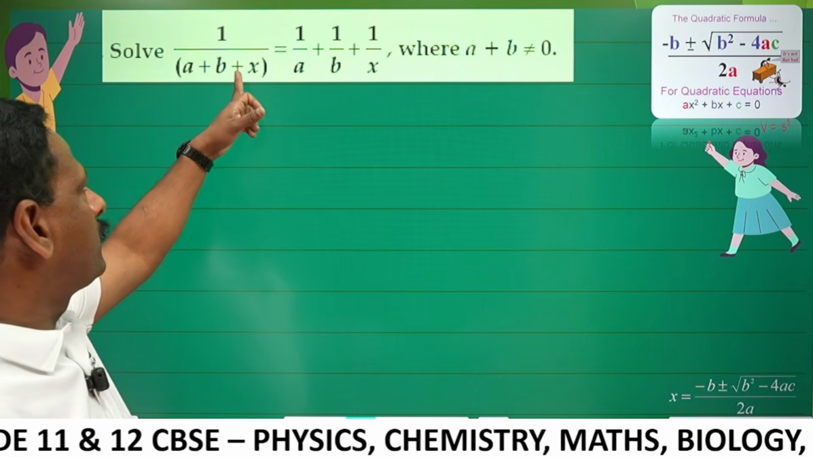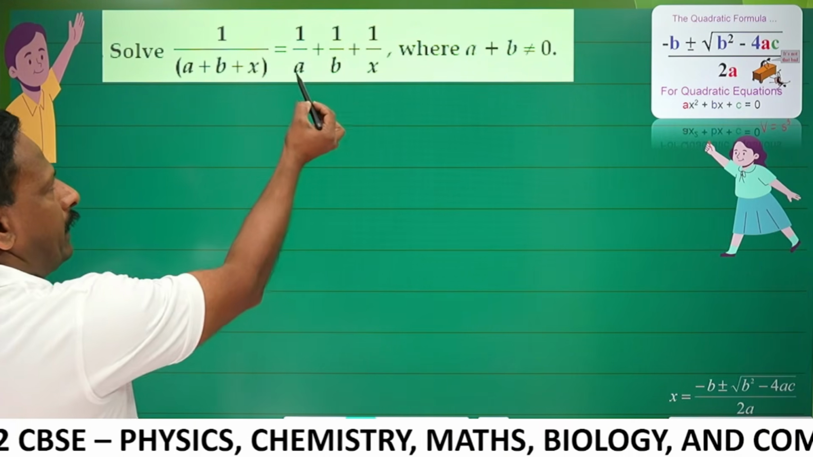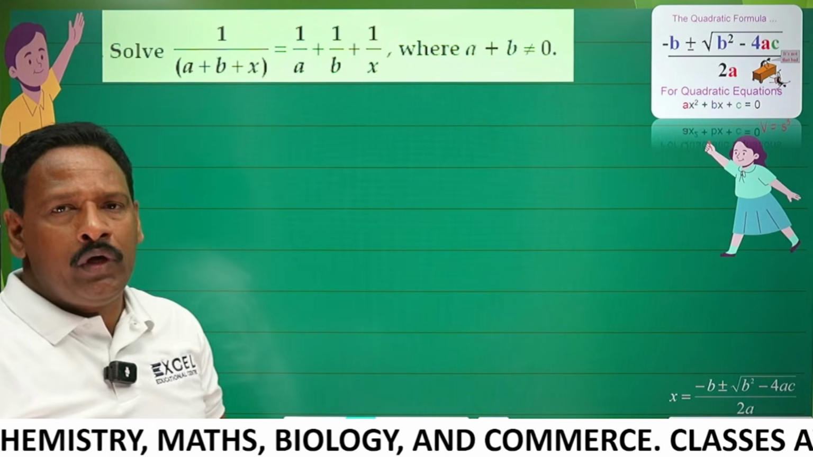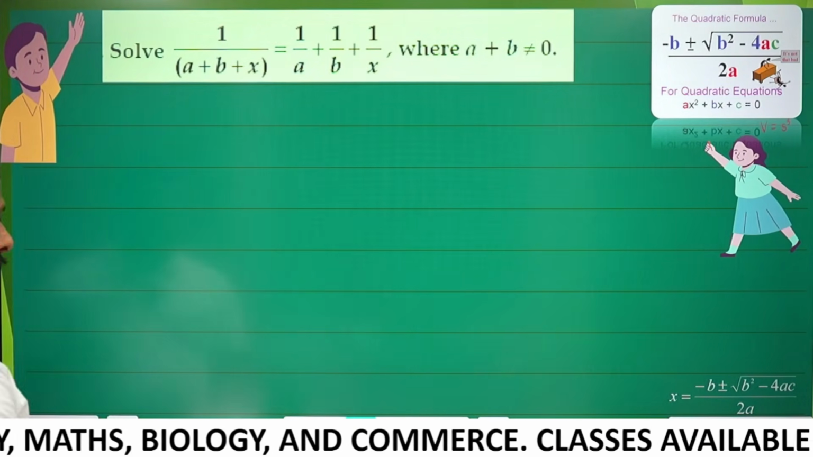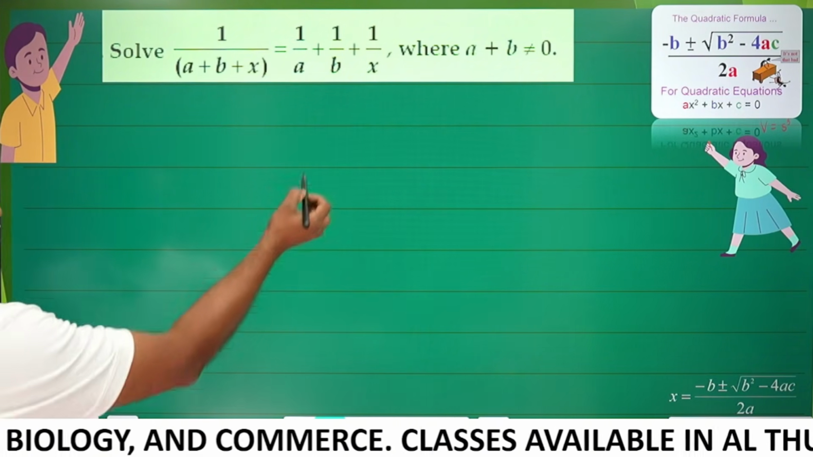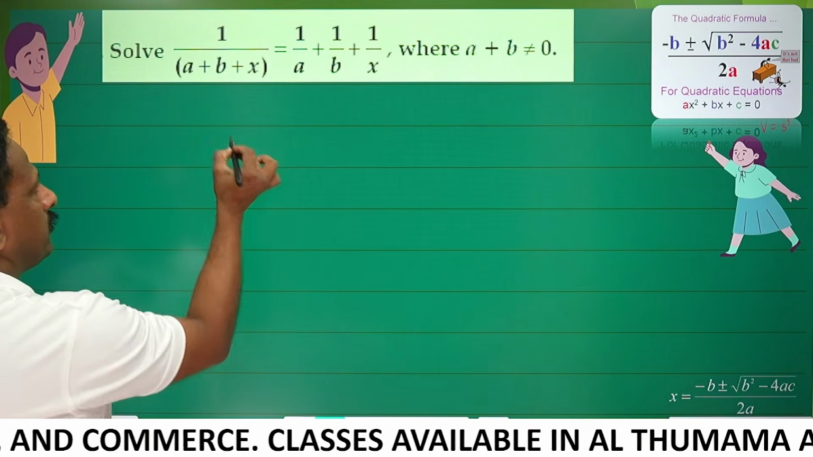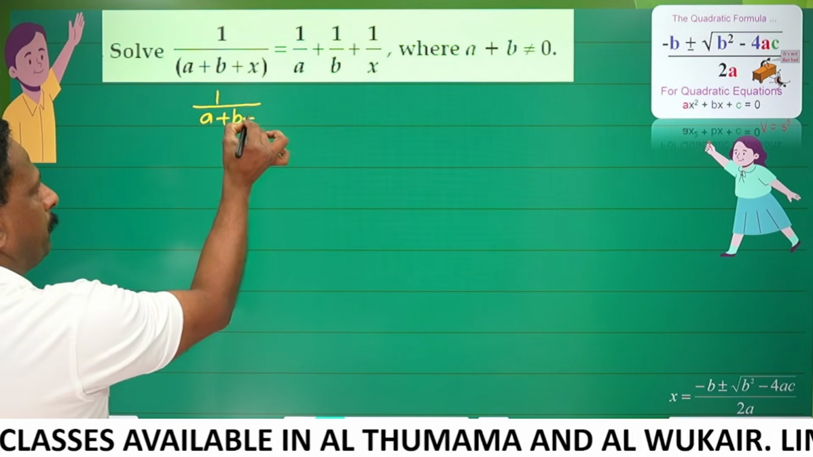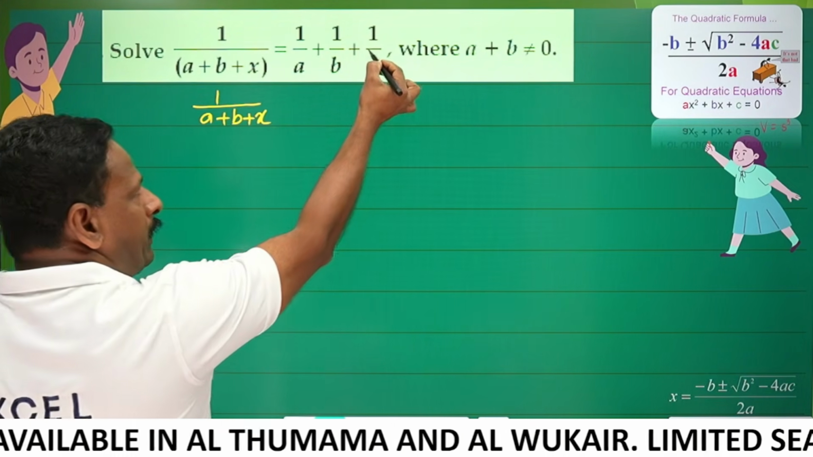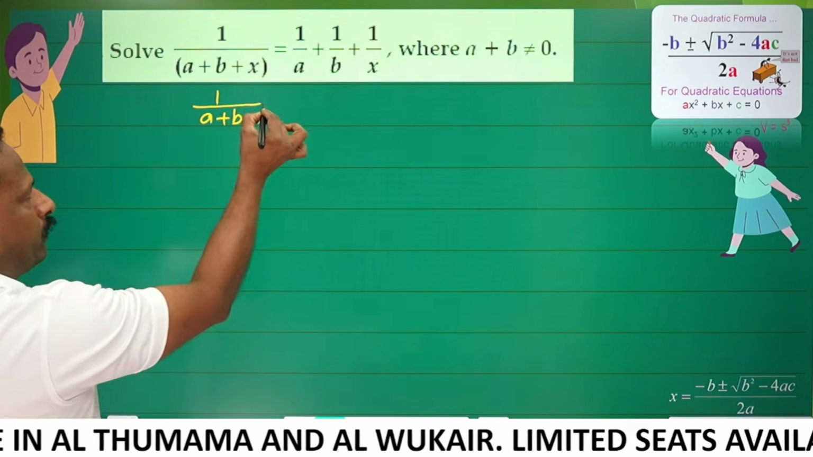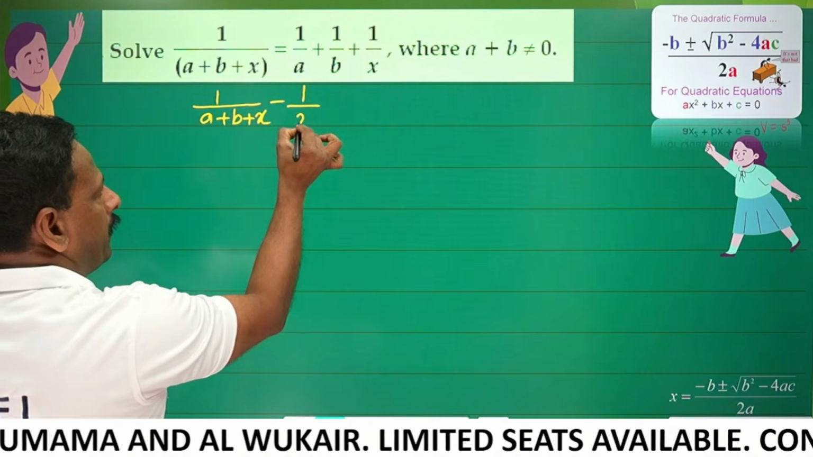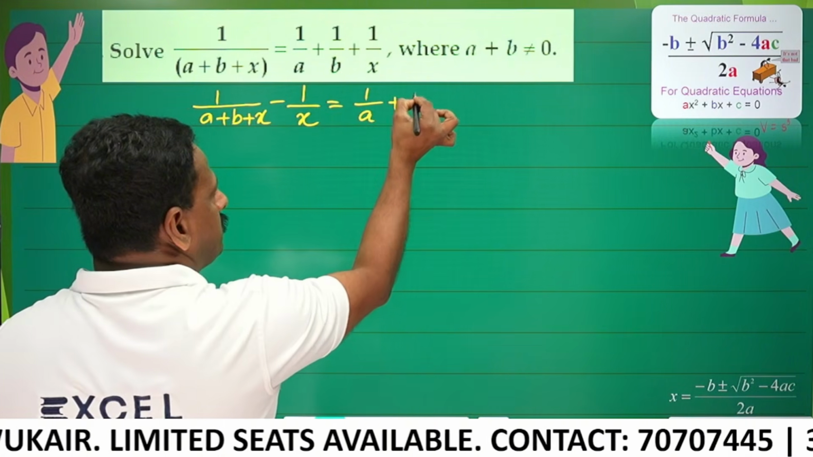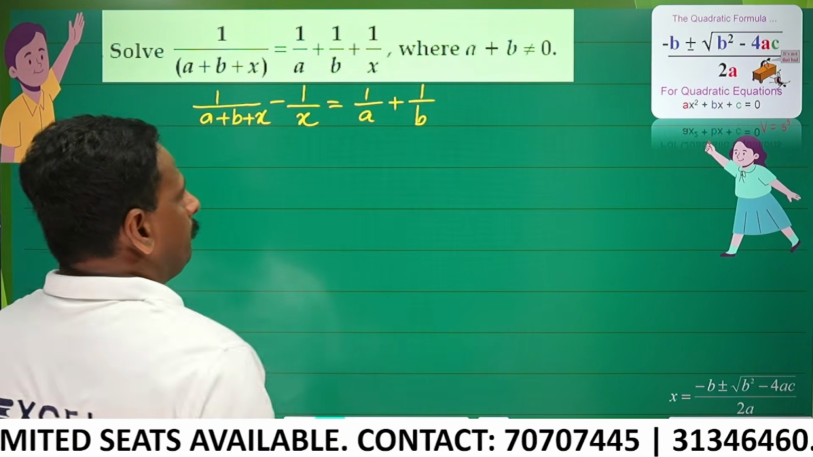Solve 1 by a plus b plus x equals 1 by a plus 1 by b plus 1 by x, where a plus b is not equal to 0. So let us see how to solve this one. In order to solve this, first we will transpose this 1 by x, so that what you get is 1 by a plus b plus x. If you bring this plus 1 by x to the left hand side, it will become minus 1 by x equals 1 by a plus 1 by b.